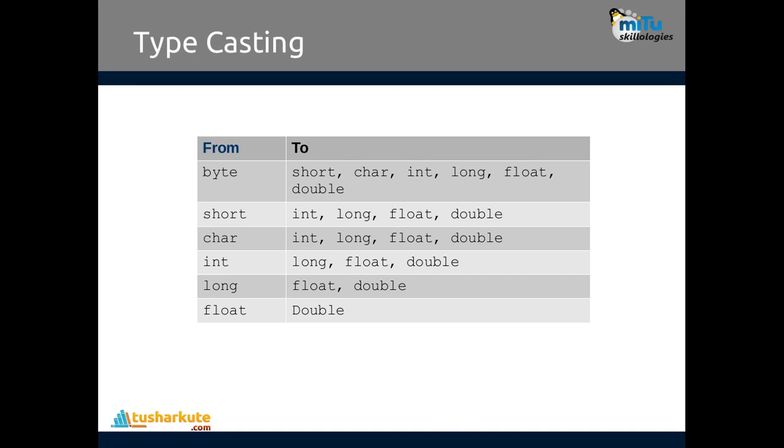So for typecasting, you can see byte can be converted into short, char, int, long, float and double. Short can be converted into int, long, float and double format, but the reverse operation is not possible there. Short we can convert into byte because short is larger than byte. Then char can be converted into int, long, float, double format. Integer can be converted into long, float and double format. Long can be converted into float and double format, and float can be converted into double format.